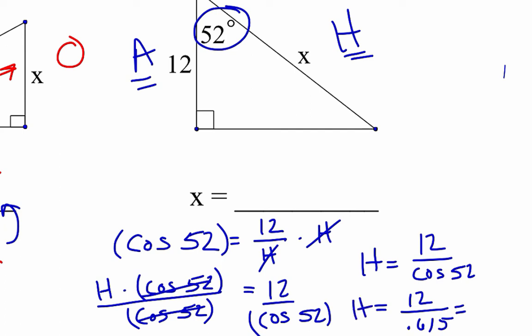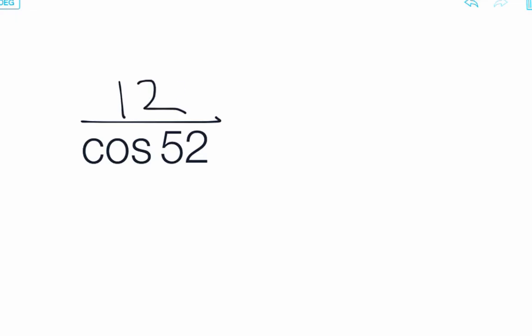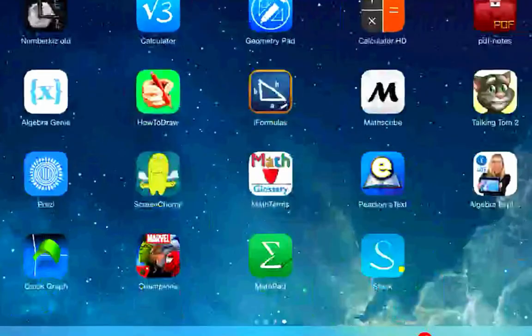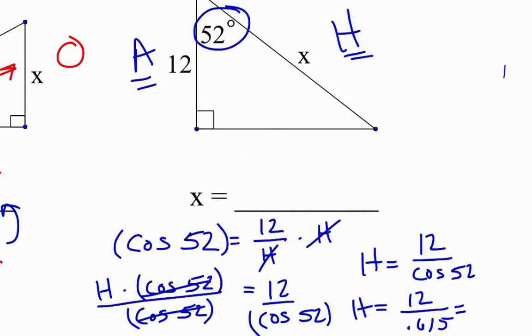So 12 divided by 0.615, so we're going to say 12 divided by that cosine of 52 is 19.491, or approximately 19.5. So that's 19.491, and that's where I'm rounding to 19.5. So again, we're going to use the ratio definitions with our calculator to come up with those missing sides.